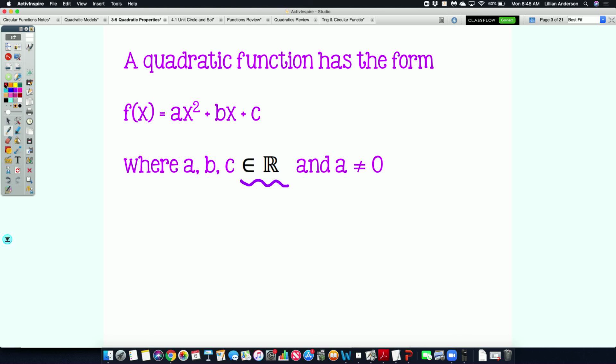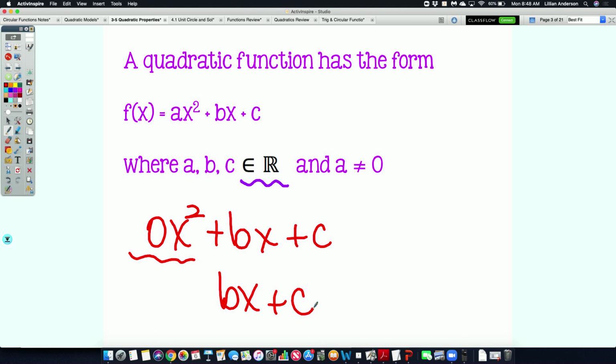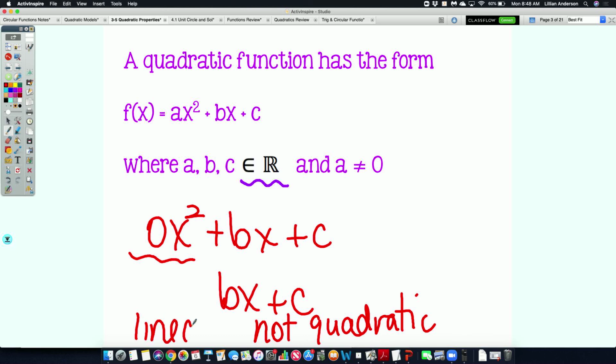Now, if you think about this, if a equals 0, what's 0x squared? What does that become? 0. It just becomes 0. So technically, this would be bx plus c. This right here is not a quadratic, okay? So a can be any other number, but it cannot be the 0. Otherwise, you'll have a, what kind of function? Linear. A linear function, okay? So all quadratics will have a squared term in it. That's how you know you're dealing with a quadratic, okay?